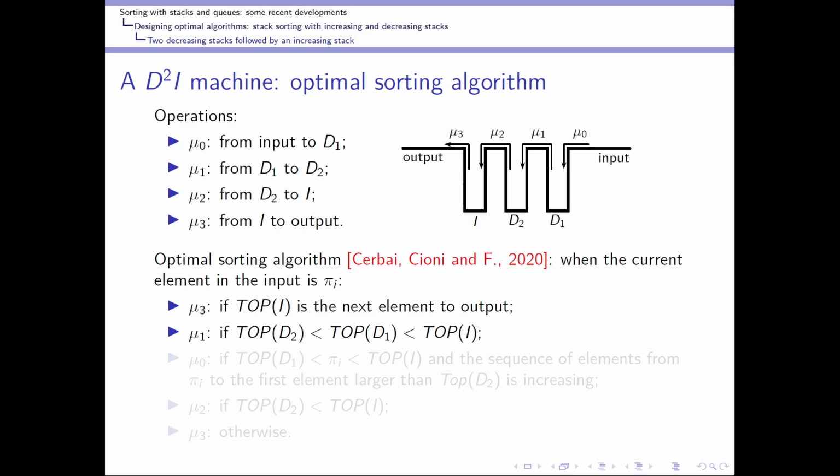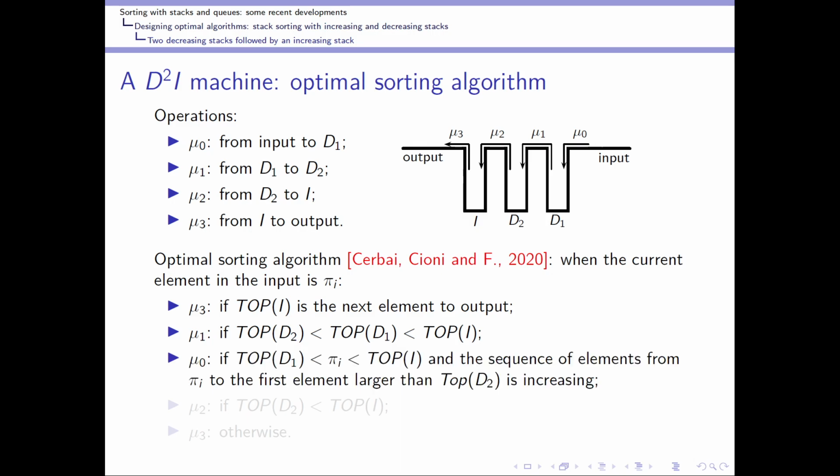If you cannot perform mu1, you see if you can perform mu0, which is the new operation. And in this case, again, you have 2 inequalities to satisfy. This is obvious, and this is anyway reasonable, but there is also another condition to be satisfied, which is the following. You have to look at the sequence starting from the current element in the input up to the first element of the input, which is larger than the top of D2.